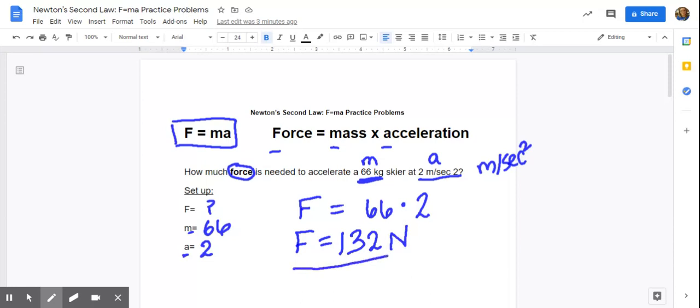That is my answer. It's okay to use a calculator because during the test, you're going to get a calculator. On the STAR test, you're going to get a calculator. Using a calculator is not a big deal. The big deal is knowing to identify what is mass, what is acceleration, and how to plug it into your formula. I hope this helped you figure out how to find force.